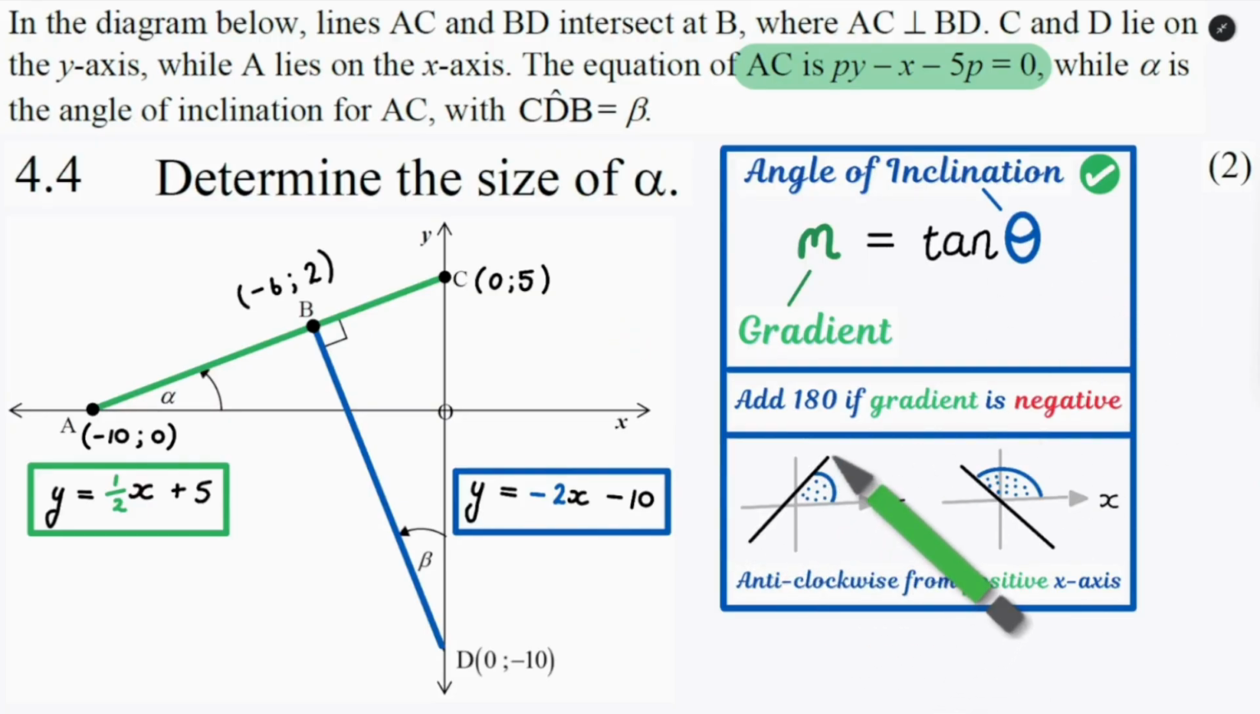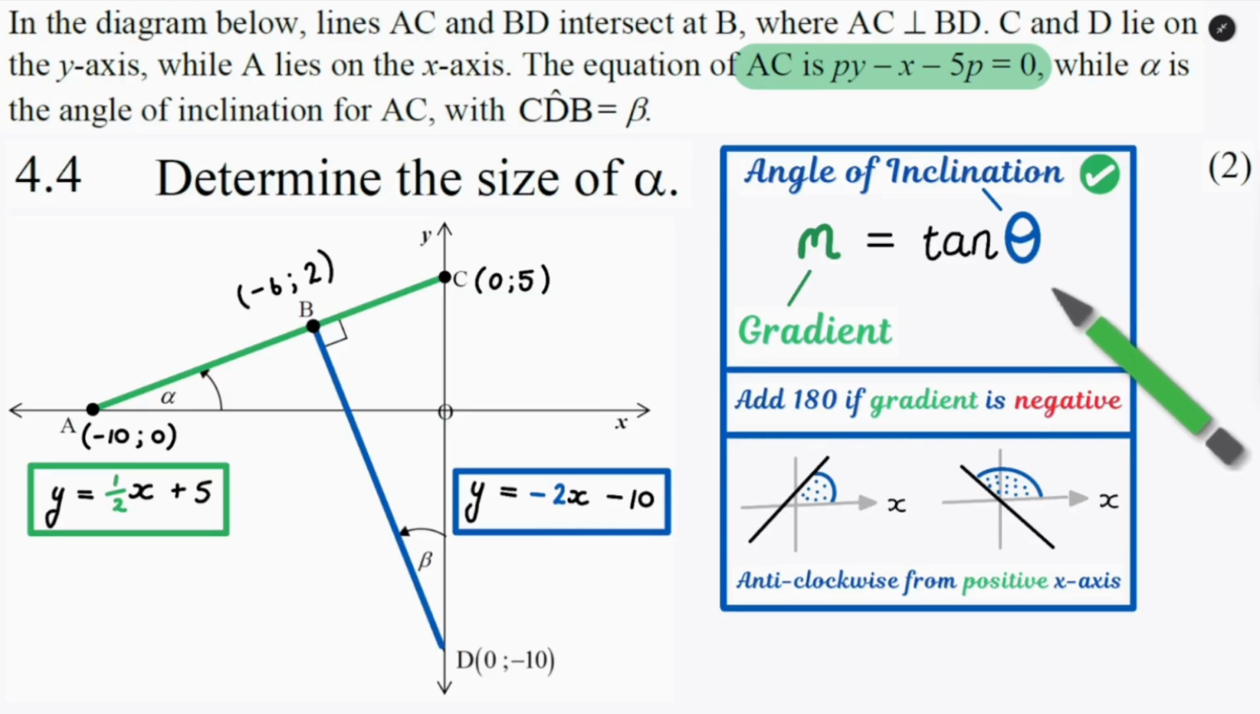So if I have an increasing line, you basically go a little bit right of your line, and then you go anti-clockwise till you touch your line. So if I demonstrate it with this line, I'll go a little bit right, go anti-clockwise till I touch my line. So alpha is in fact the angle of inclination for the green line. So we can just put the gradient of the green line into this formula straight away and solve for the angle of inclination, which is alpha.